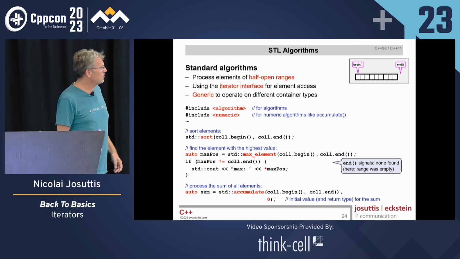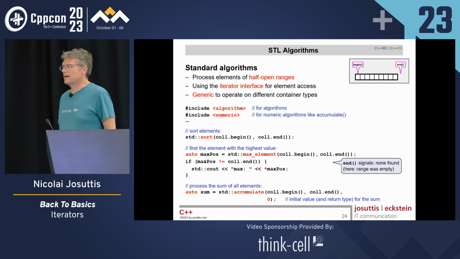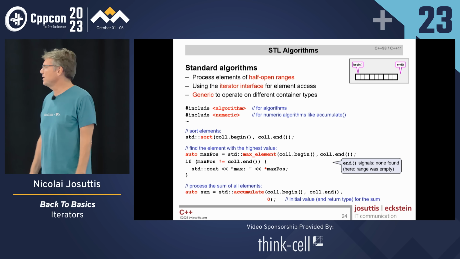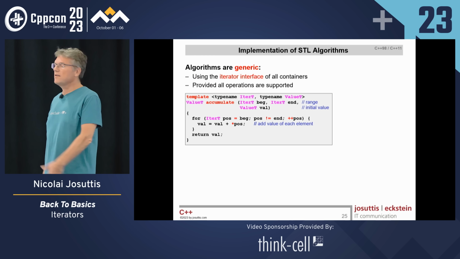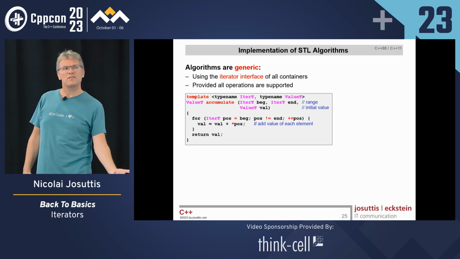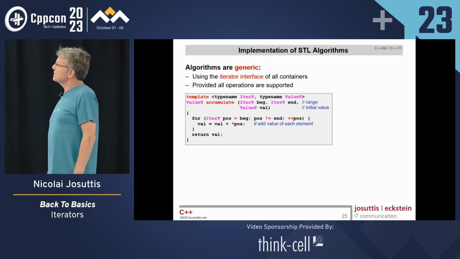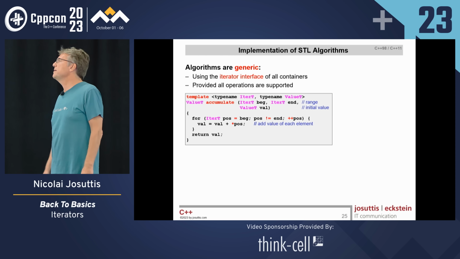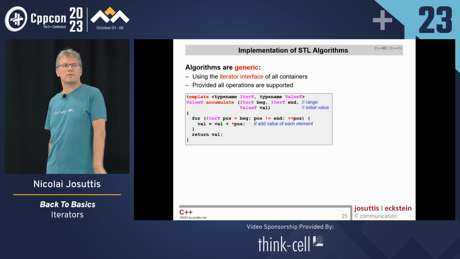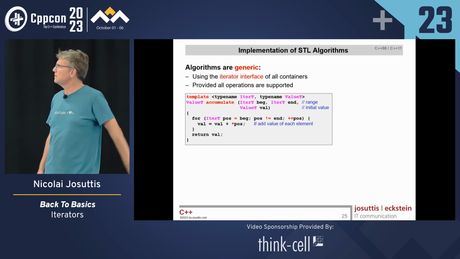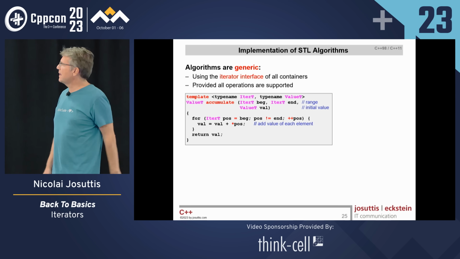Here's a numeric algorithm. Let's accumulate all the elements and add them to an initial value 0 here. Here's how it is implemented. That's generic code using these iterators. So you see, accumulate takes at the top, begin and end. That defines the range, including the first element, excluding the last element, and then the starting value.